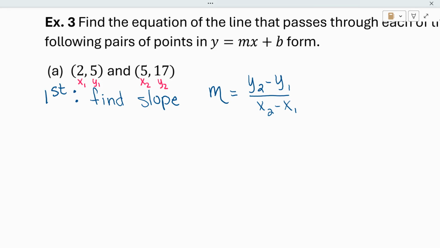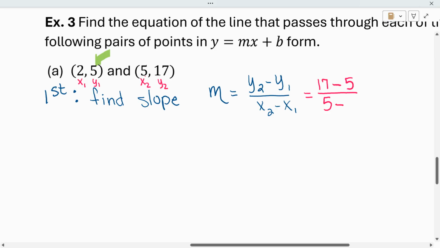So what is the value of y sub 2? Anyone, just shout it out. 17, yeah. Minus, what is the value of y sub 1? 5. So I have 17 minus 5 over x sub 2. What is the value of x sub 2? 5 minus 2. Good job.